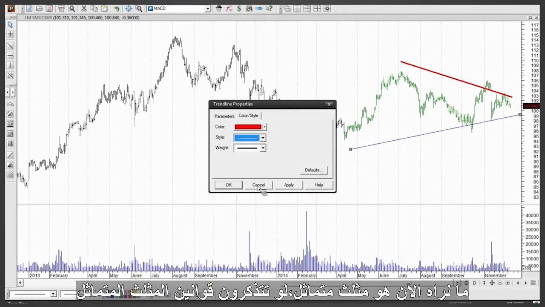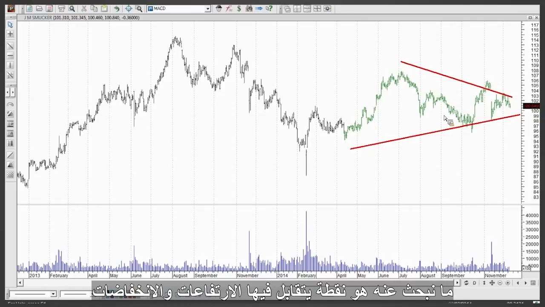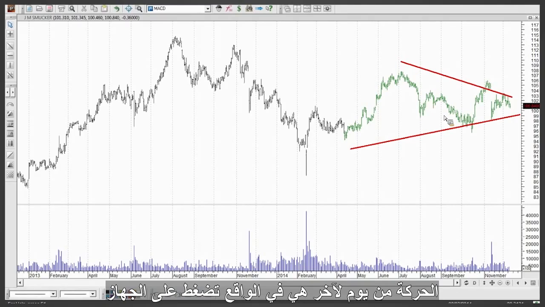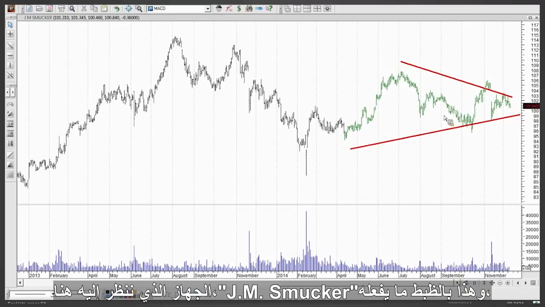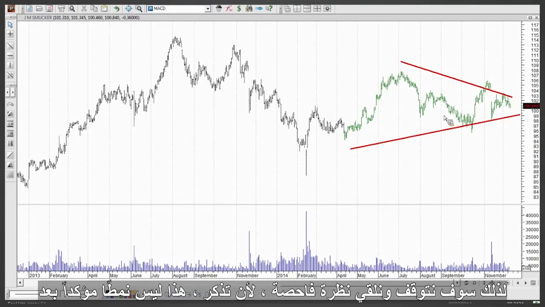So what we're looking at here is a symmetrical triangle. Now, if you guys remember the rules of a symmetrical triangle, what we're looking for is a point in which the highs and lows, the movement from day to day, is actually compressing with the instrument. And that's exactly what J.M. Smucker is doing, this instrument that we're looking at right here. So we can see the beginning of the pattern all the way to currently we are still in this pattern. So we would actually hold off and kind of look, because remember guys, this is not a confirmed pattern yet.